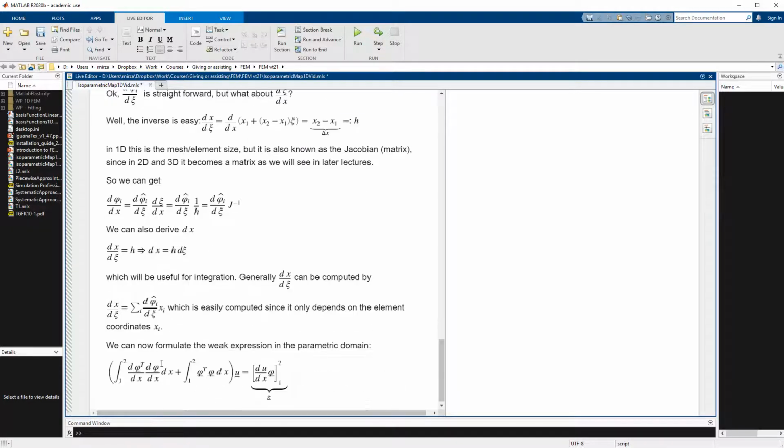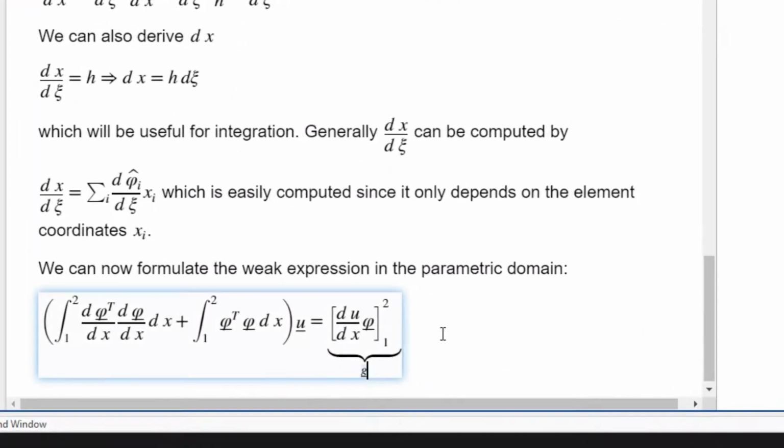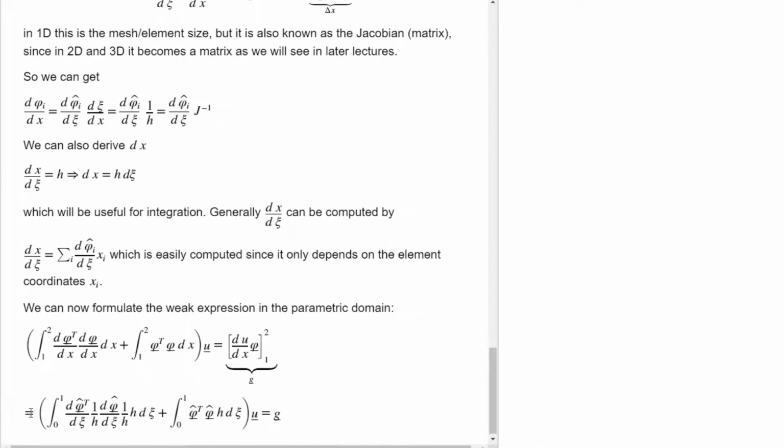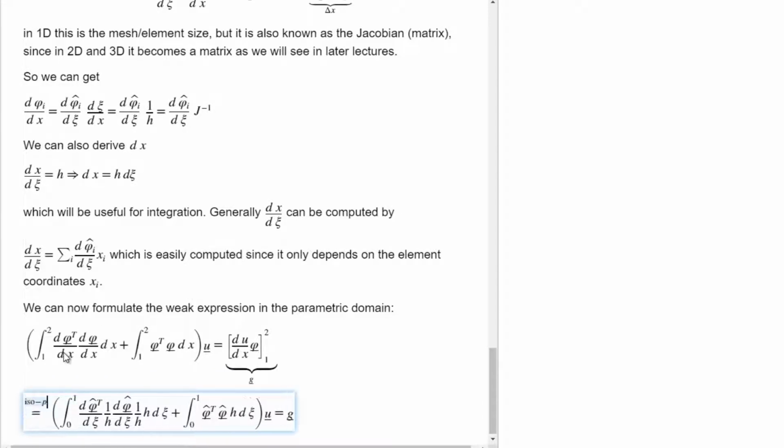Alright, now we can formulate the weak expression in the parametric domain. We start off with our standard integral, which we had from the weak form here, and we just identify this right hand side here as the g vector. So I hope you can see that this is underscored. Using isoparametric mapping, we can really write it here that this is using isoparametric.